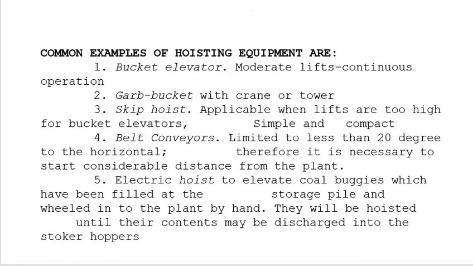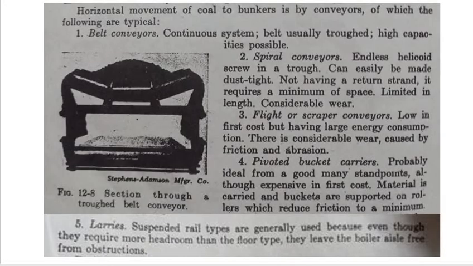Next would be the horizontal movement of coal to bunkers by conveyors, of which the following are typical. First is the belt conveyors. A continuous system, belt usually for high capacities. So the belt conveyor should have as high a capacity as possible. Second is the spiral conveyors. So this may be the types of conveyors.